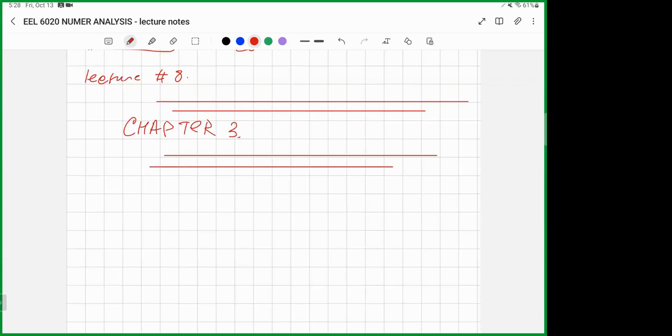And let's call this one Maxwell equations in matter.